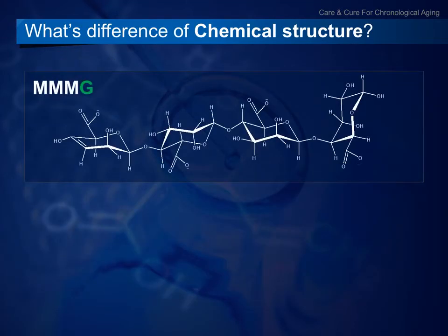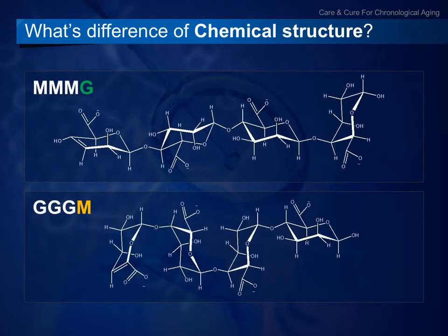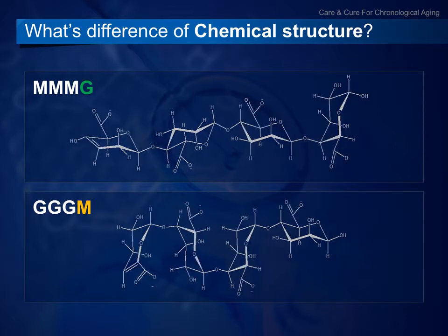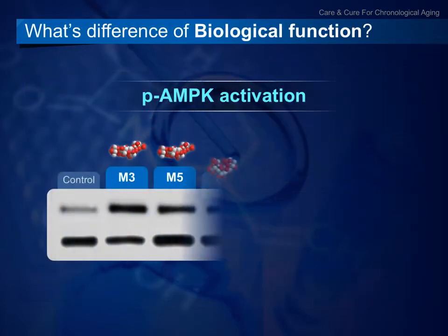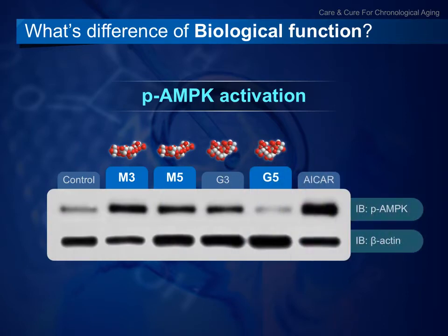Although OligoG and OligoM are structural isomers with the same molecular weight, they differ in structure quite significantly. As you can see for OligoM at the top, M's are linked together in a linear conformation. But for OligoG at the bottom, G's are linked in an angular conformation. With different conformations, the two alginate oligosaccharides also have different biological functions.